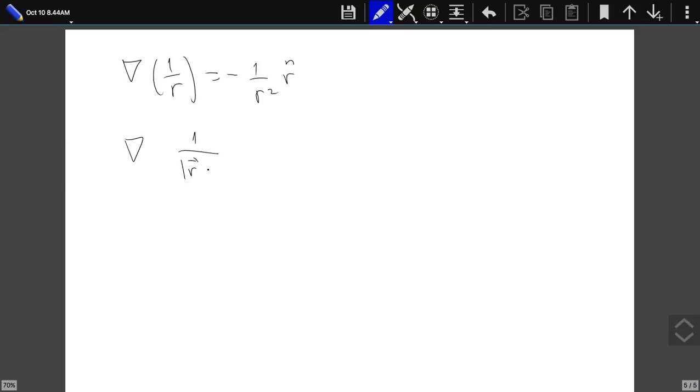Let's take the gradient of 1 over the magnitude of r minus r prime. We are taking the gradient with respect to r. Basically we are shifting the origin. So it will still be the same expression with a shifted origin. This will be minus (r minus r prime) divided by the magnitude of r minus r prime cubed.